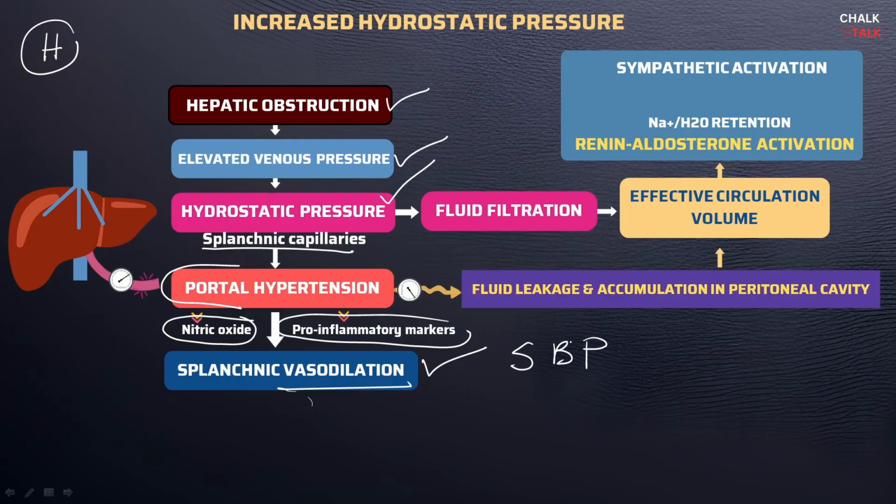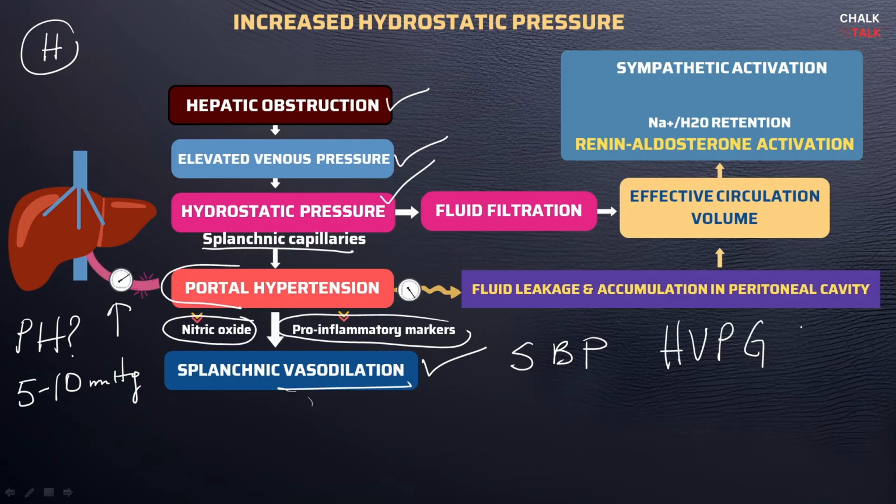Okay, so what exactly do we mean by portal hypertension? What is portal hypertension? All right, so normal portal venous pressure is around 5 to 10 millimeters of mercury. Okay, there is another term, which I would write here, which is hepatic venous pressure gradient. This one should be less than 5 millimeters of mercury.